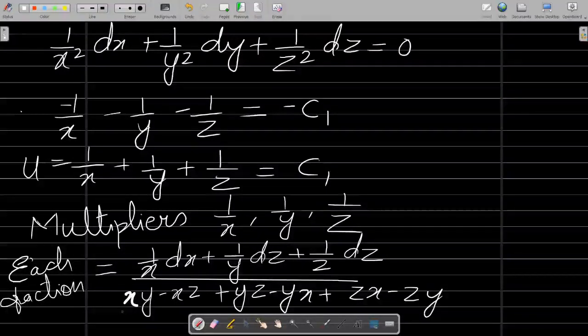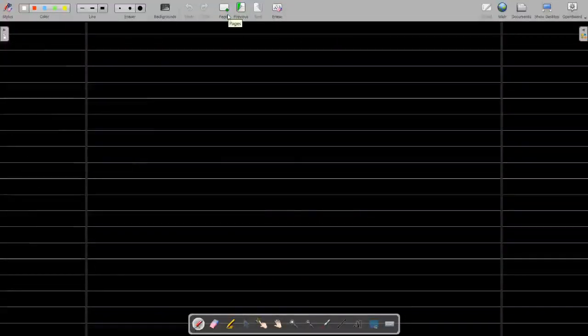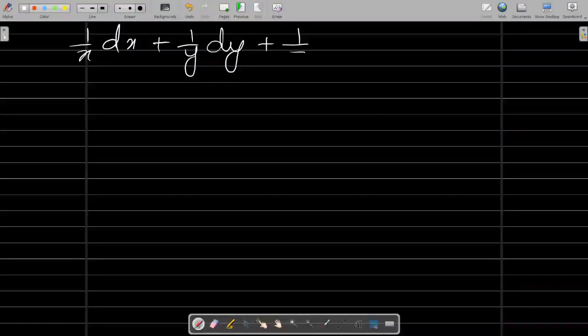So I have an xy term here and an xy term here which gets cancelled. Now I have an xz term here and an xz term here which gets cancelled. So yz and yz will get cancelled. So the denominator becomes 0. So I will be left with L dx plus M dy plus N dz is equal to 0. So that is 1 by x dx plus 1 by y dy plus 1 by z dz is equal to 0.